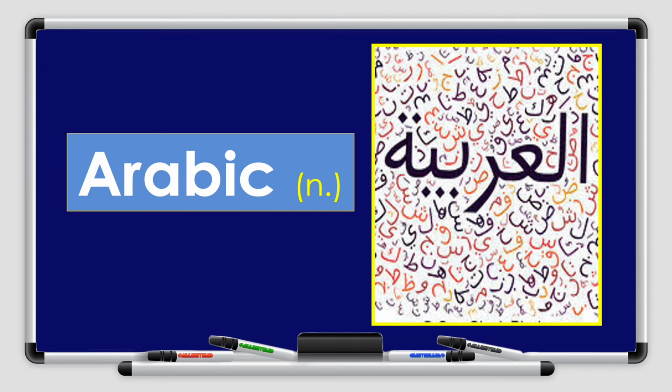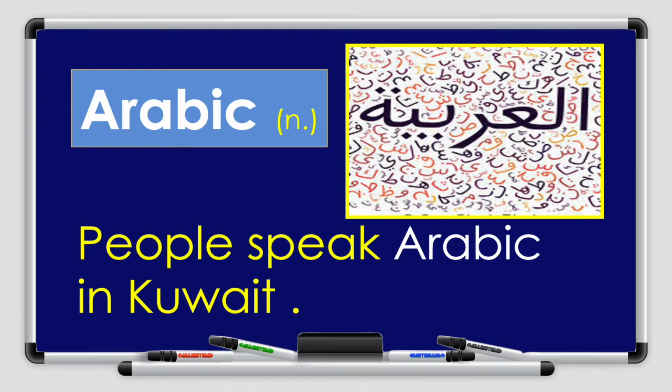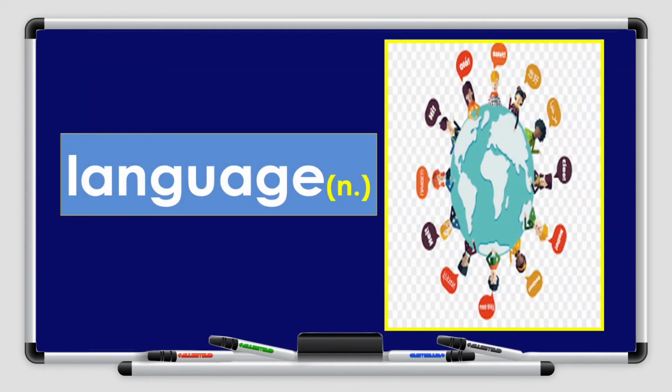Next, we have the word Arabic. Arabic. Repeat after me. Arabic. One more time. Arabic. Great job, boys and girls. Arabic is a noun. Let's use it in a sentence. People speak Arabic in Kuwait. I speak Arabic.